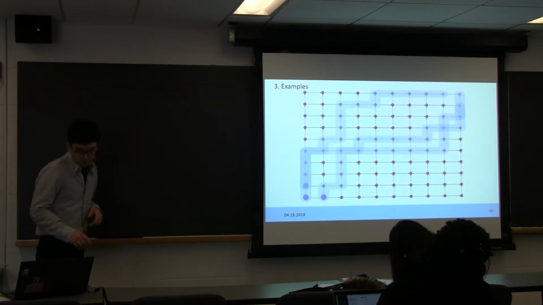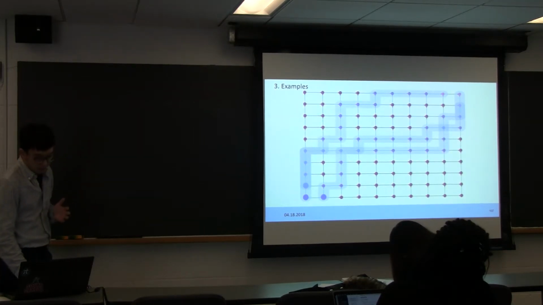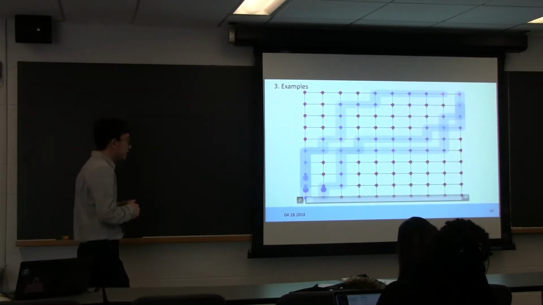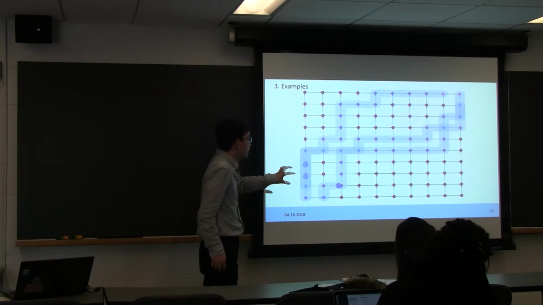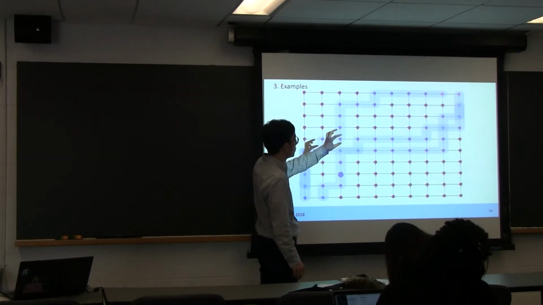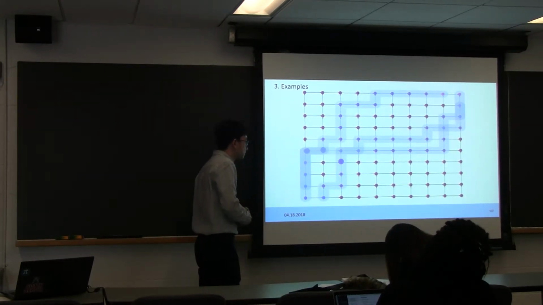So this is one of the solved examples based on the grid map. So as you can see in this example, all of the robots go from their initial node to goal node without any conflict.